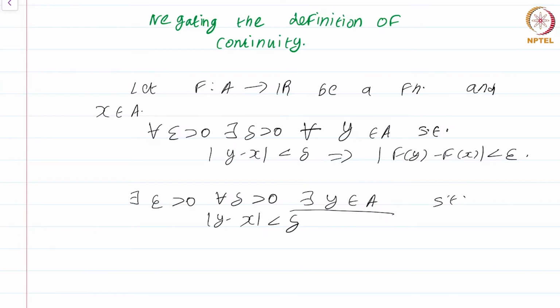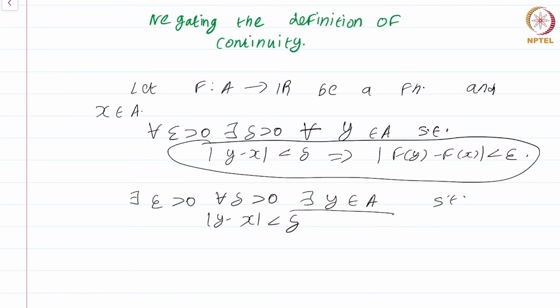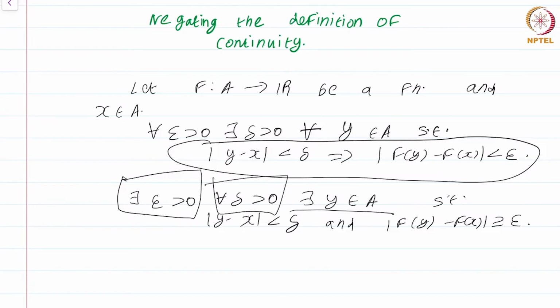So how do you negate an implication? Well, the antecedent should be true, but the consequent should be false, such that mod y minus x less than delta and mod f of y minus f of x is greater than or equal to epsilon. Okay. So what is this definition saying? There is some epsilon greater than 0 such that no matter what delta you choose, there will be some element y in A that satisfies mod y minus x less than delta, but nevertheless mod f of y minus f of x is greater than or equal to epsilon.